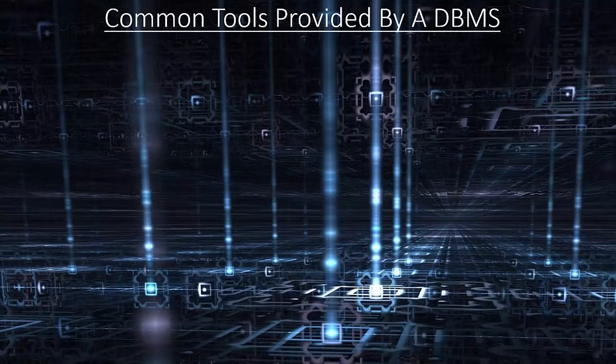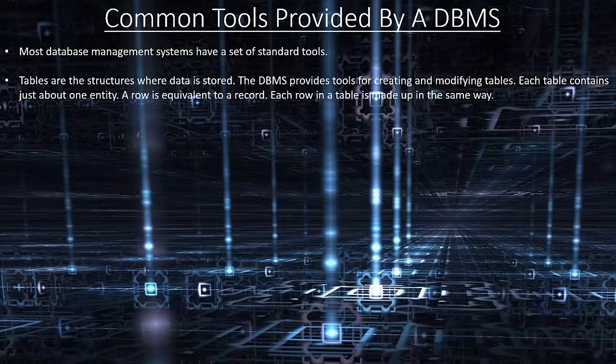Common tools provided by DBMS. Most database management systems have a set of standard tools. Tables are the structures where data is stored. The DBMS provides tools for creating and modifying tables. Each table contains just about one entity. A row is equivalent to a record. Each row in the table is made up in the same way.